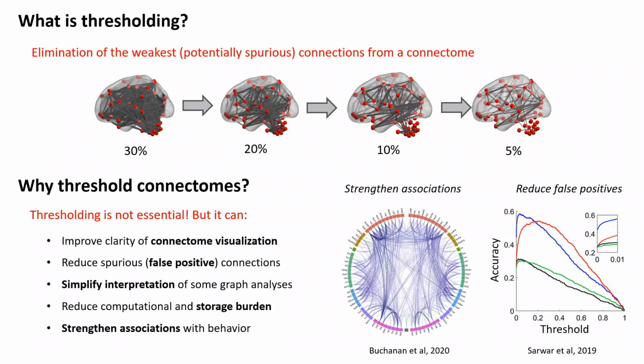For dense connectomes that are mapped at the resolution of individual vertices or voxels, thresholding becomes essential to reduce the storage burden of such connectomes. And finally, there are some studies that have shown that thresholding connectomes can improve the strength of associations with behavioural measures.